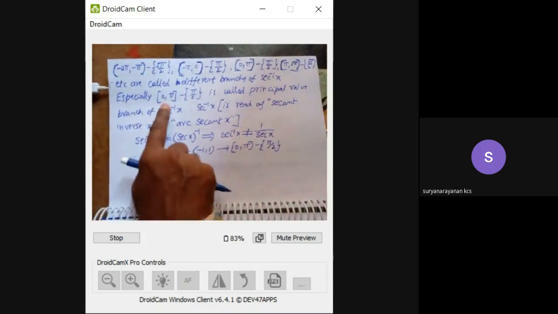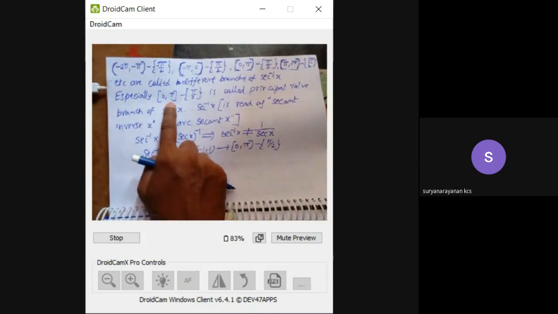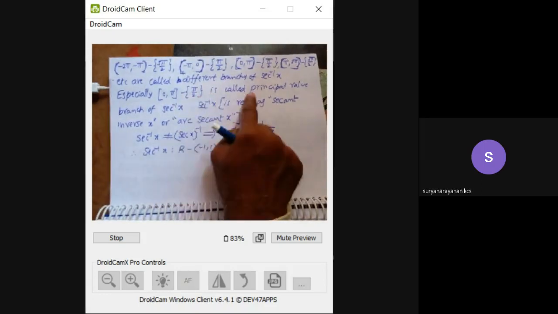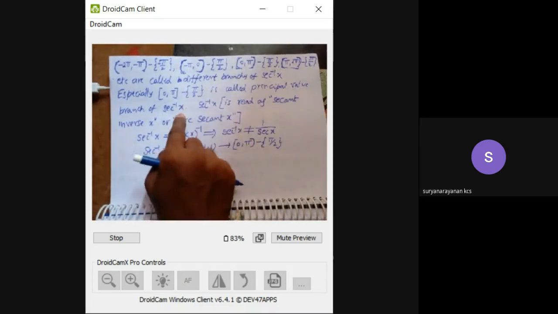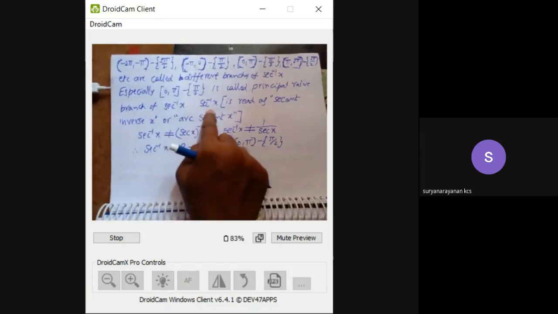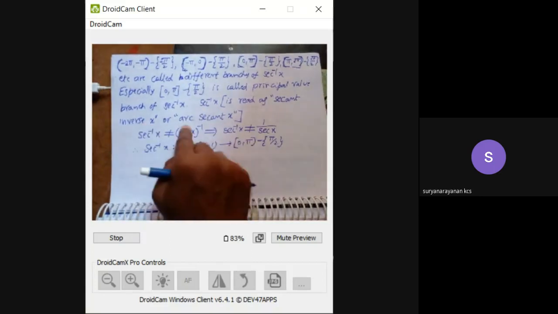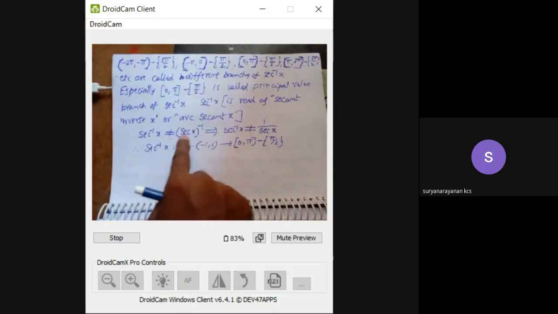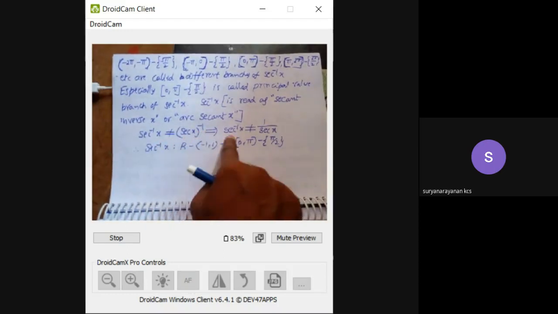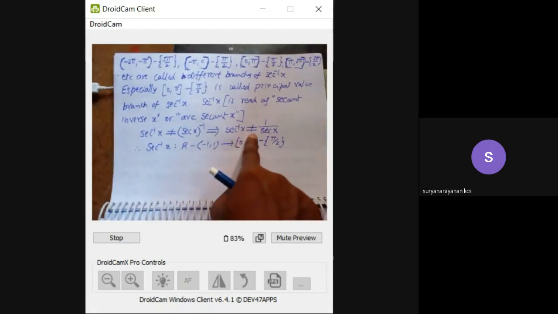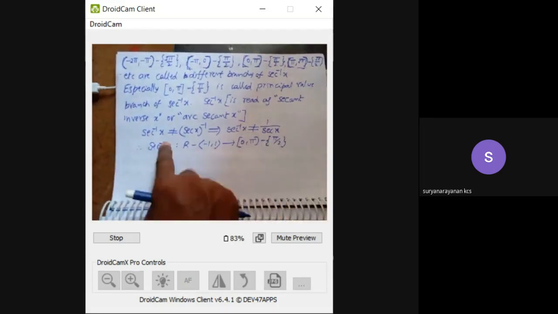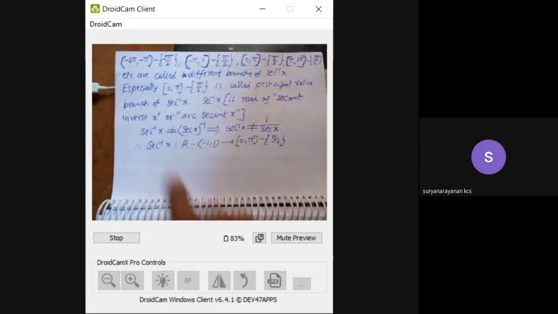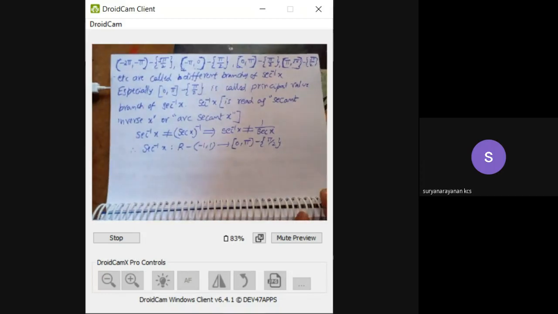So the closed interval [0, pi] minus the singleton set {pi/2} is called the principal value branch of secant inverse x, and this notation is read as secant inverse x or arc secant x. Secant inverse x is not equal to (secant x) to the power -1. That is, secant inverse x is not equal to 1 by secant x. Okay, my children, all of you learn these points. Principal value branch of secant inverse x.